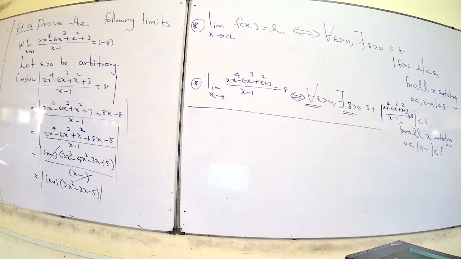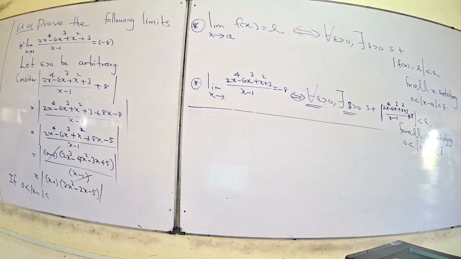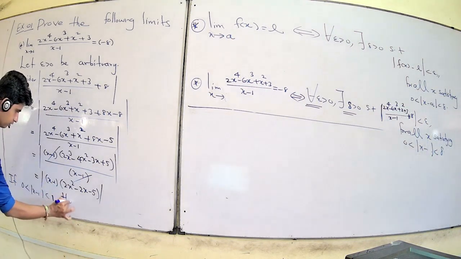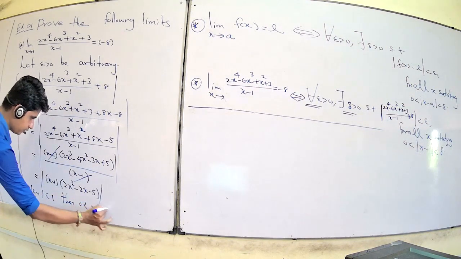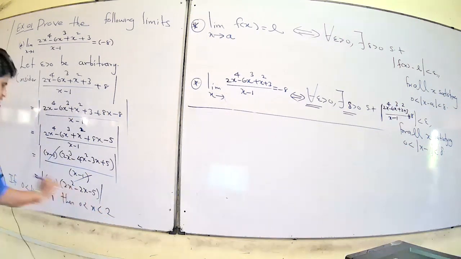Now, choose delta. If 0 less than modulus of x minus 1 less than delta, you can choose any value for delta, where delta is greater than 0. I choose here 1. Then what is the x value? Then 0 less than x less than 2. Simplify this one, you will get 0 less than x less than 2.